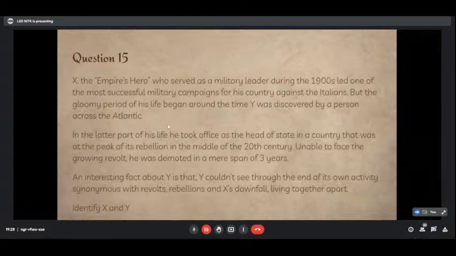Question 15. Did anyone get? Any guess for X or Y? Is X Mountbatten? Okay, you're on the right track, but it's not Mountbatten. It was the person before Mountbatten. Basically, the one who got demoted.